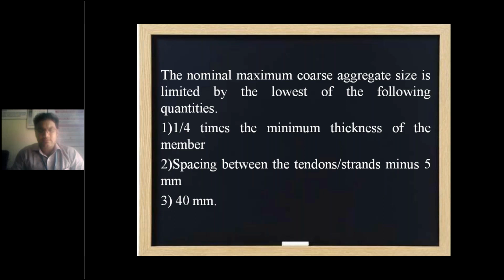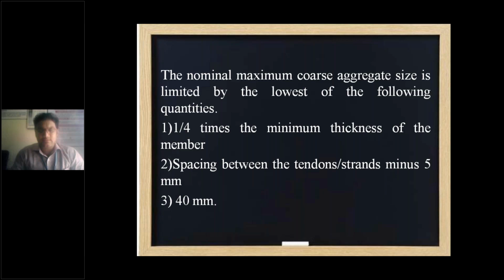Okay, so like that you have to decide the size of the coarse aggregate based on the second condition. What is the third one? 40 mm. Usually we go with 40 mm coarse aggregate in the concrete. Okay, so like this you have to go with the minimum out of these three. So that is the condition.